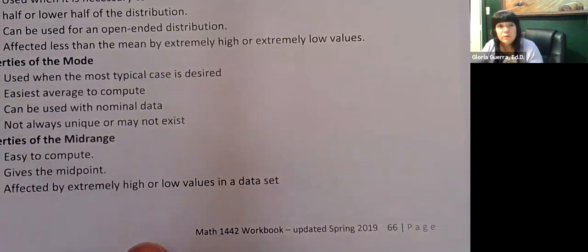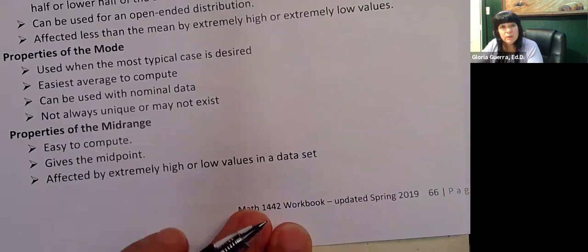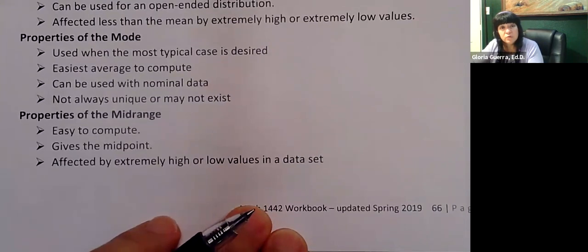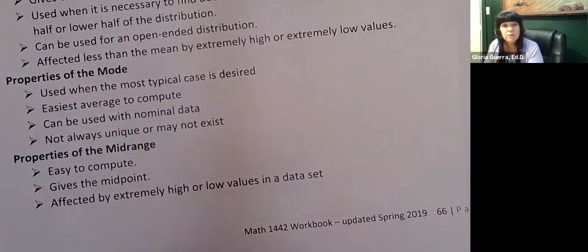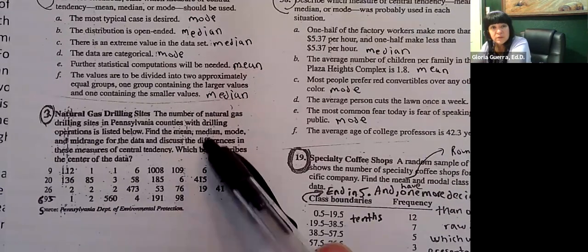And even though they have mid-range here, they didn't put any examples on 30 or 29 there. Mid-range, properties of mid-range: easy to compute, gives the midpoint, affected by extremely high or low data values. Okay. Let's see, what else do we have? I think there's one more page, and then one more page that we're going to make related to this example here.